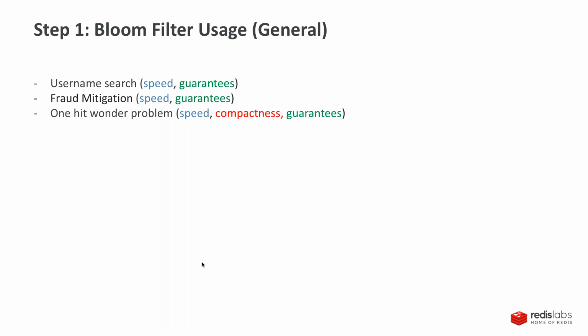The one-hit wonder problem in caching. A lot of times when you're caching a web page, a lot of things are only hit once, and there's no need to cache something that was hit once. So you run it through a Bloom filter, and when it starts returning maybe, then you say, yeah, I need to store this somewhere else and provide caching for it.